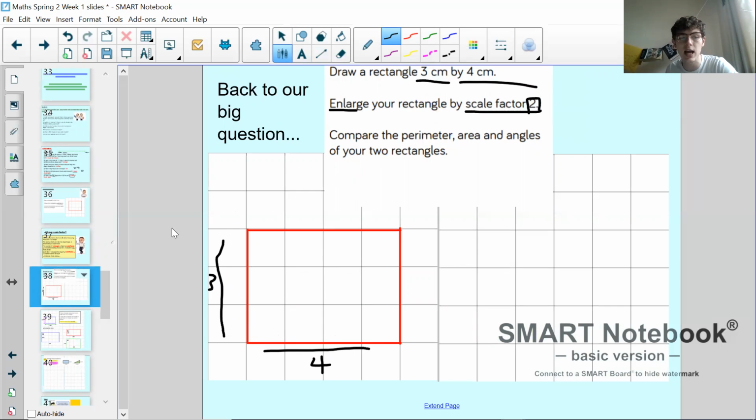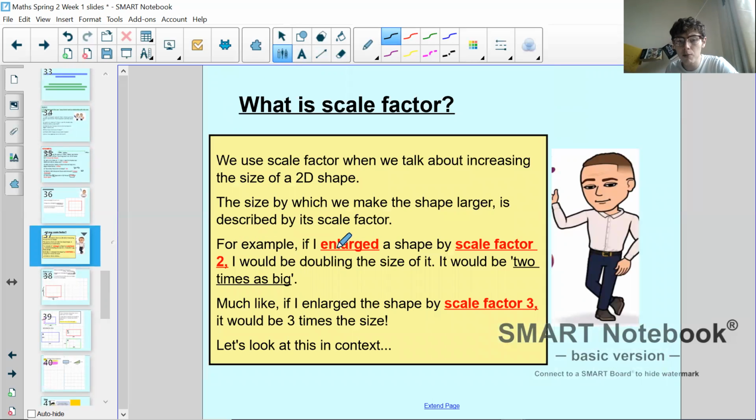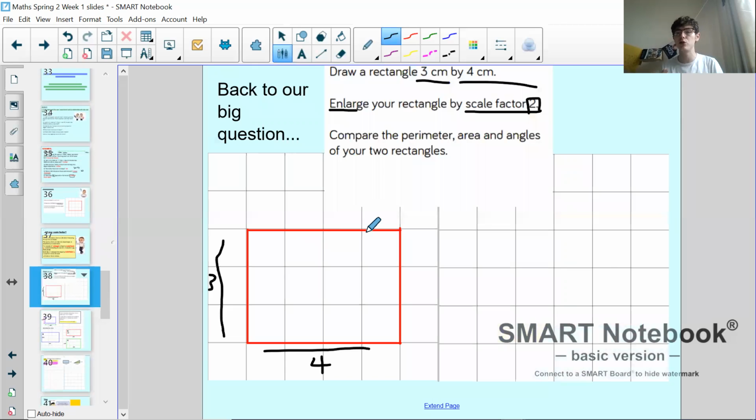And if you remember what we said, if I enlarge the shape by scale factor 2, I would be doubling the size of it, okay? It would be 2 times as big, okay? So we've got to make our shape 2 times as big. And it's important that we recognize the measurements that we were given in the question, okay? So we've got draw a rectangle 3 centimeters by 4 centimeters, okay? So we've been given measurements and numbers, and now we simply have to double it, okay? We have to enlarge it by scale factor 2, make it twice as big, okay?